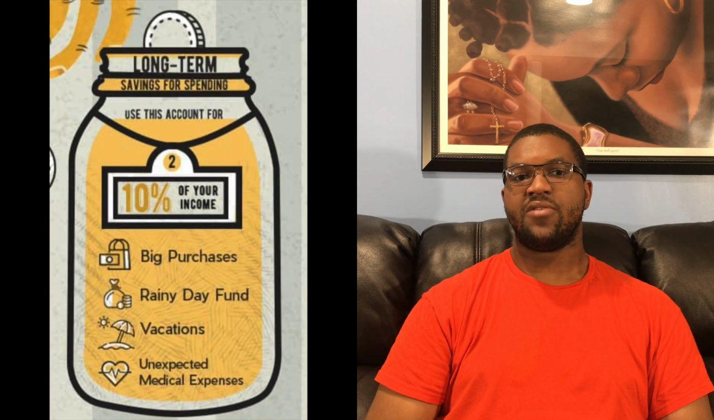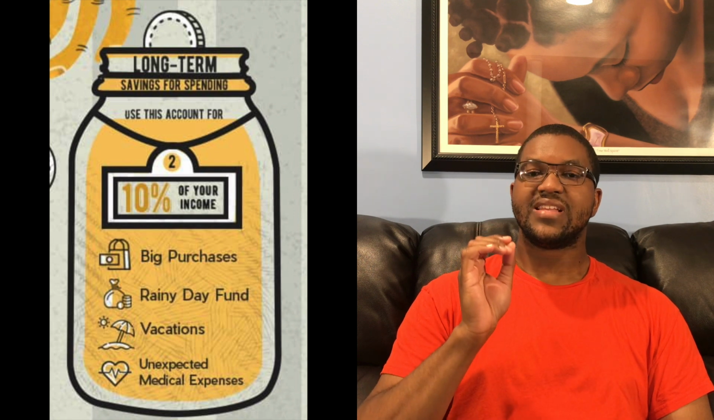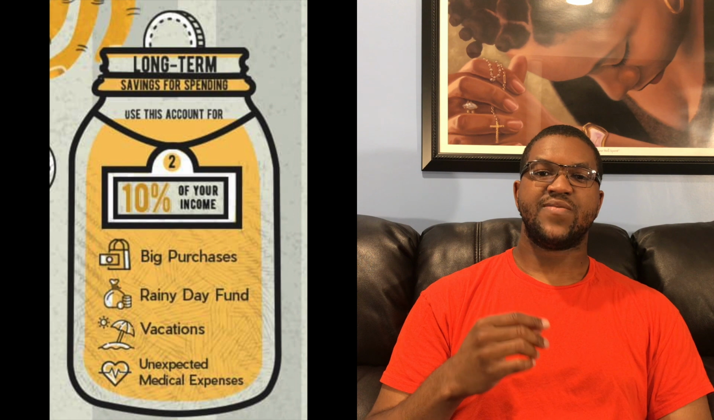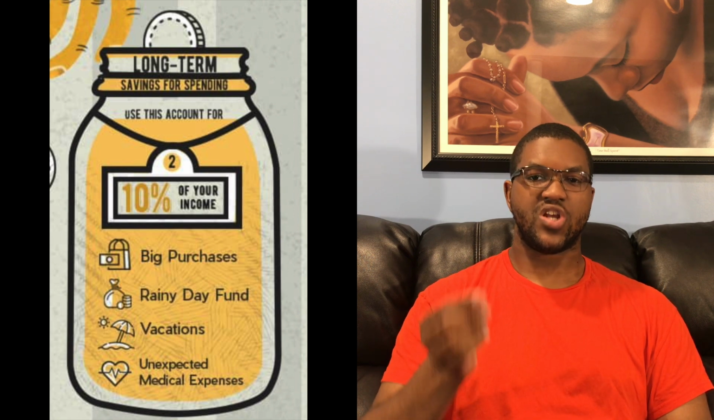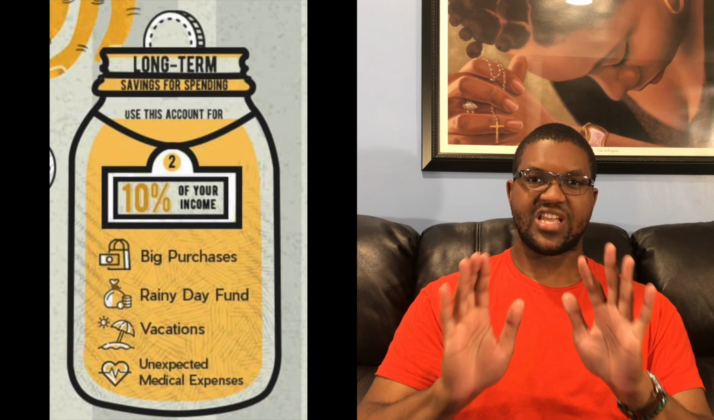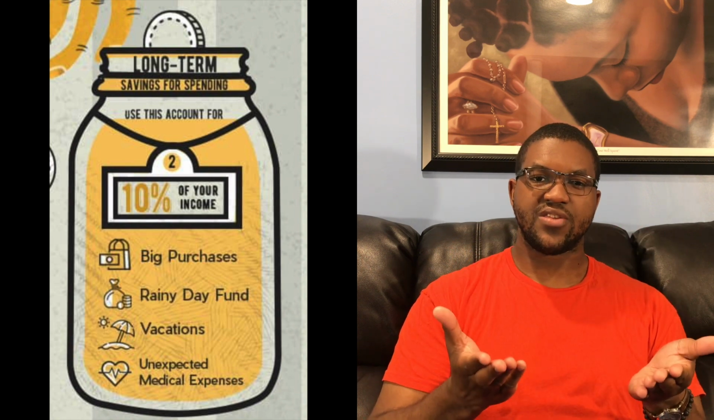The second account here to look at is long-term savings. You put 10% of your check in this account, and initially you can use it for an emergency fund. You set up your emergency fund of 3 to 6 months, and then after that you can kind of stop saving for emergencies because that's taken care of. Then you can save for these other reasons he mentions.